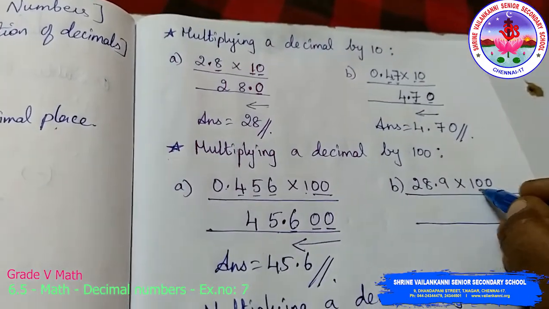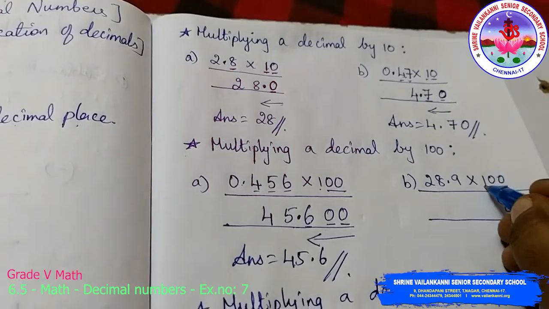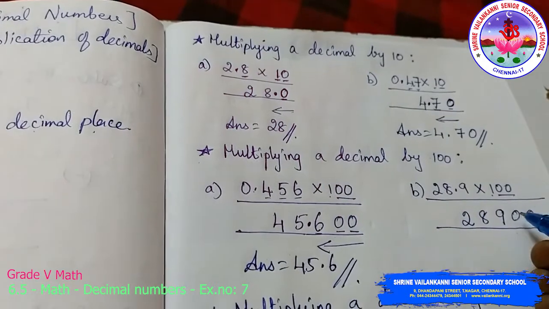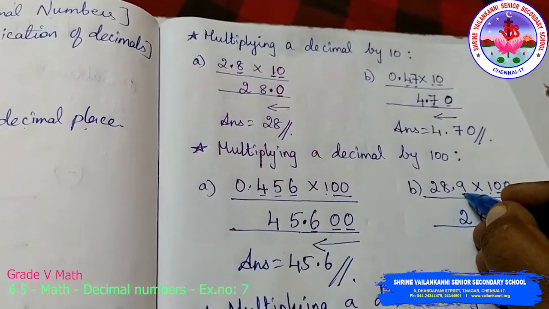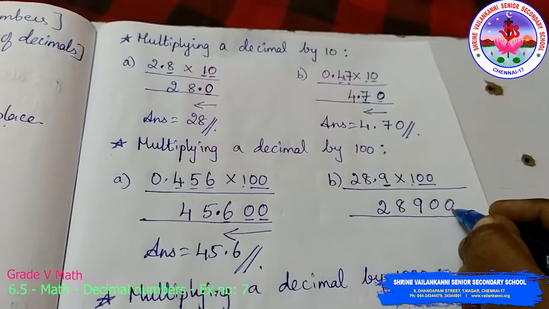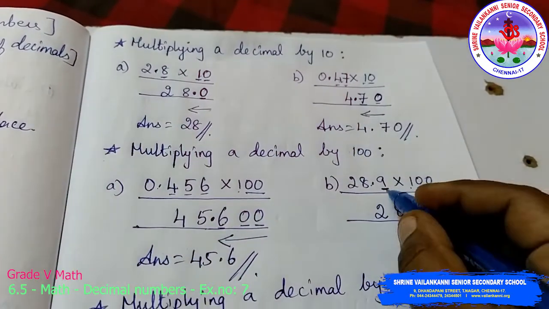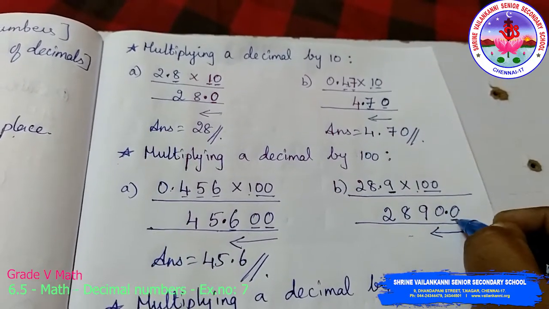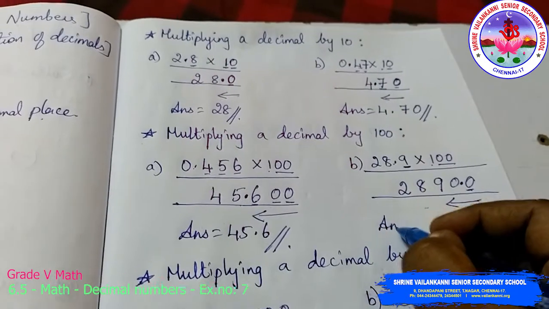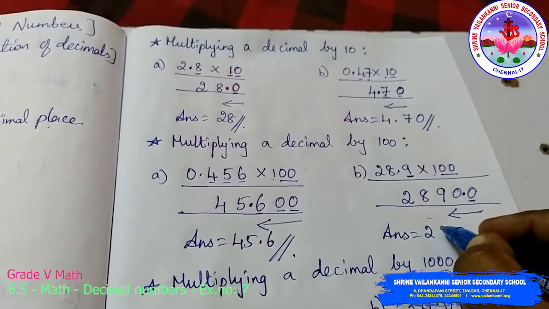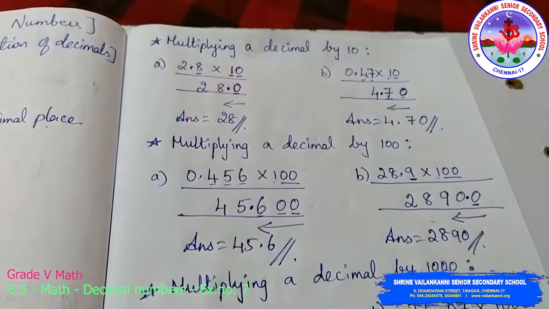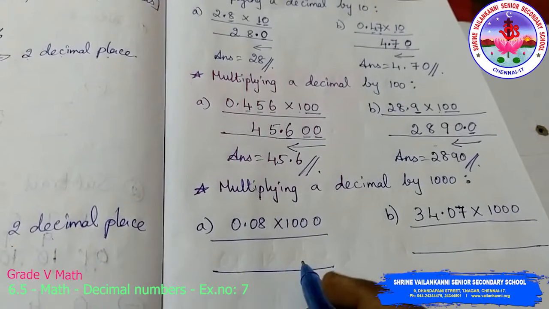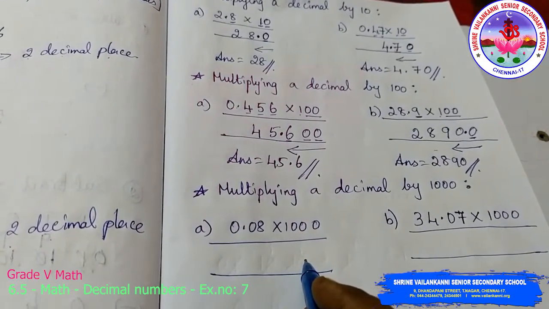Here again 2 zeros directly in the answer, multiplying with the 1 table alone, 9, 8, 2. Now include the decimal. After the decimal how many places are there? 1 place. So right to left you have to move 1 place, then you have to keep the decimal. So the answer is 2890. The same procedure is to be followed for 1000 also.